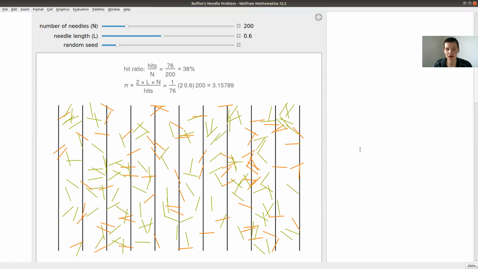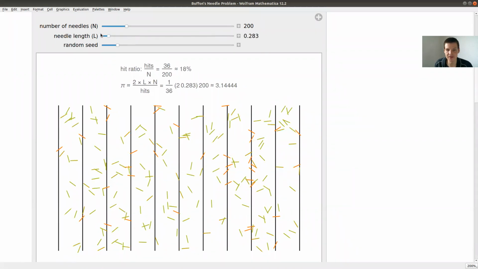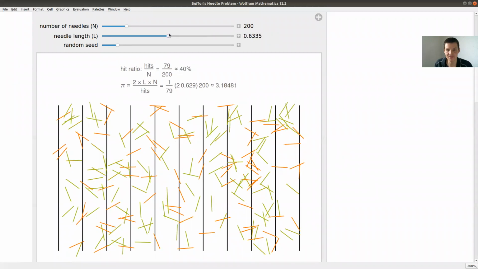You have a certain number of lines and a certain number of needles, and it's the same color code. Orange means the needle hits the line, and green means the needle misses the line. This is exactly the picture you've seen before. What I can vary now is the length of the needles. As you can see, more needles will hit, or fewer needles will hit. But let's just keep this roughly at the same point.